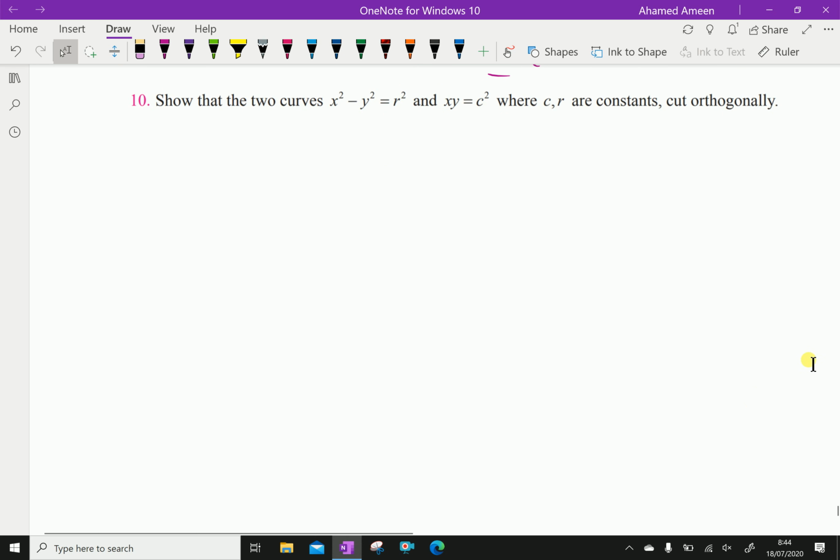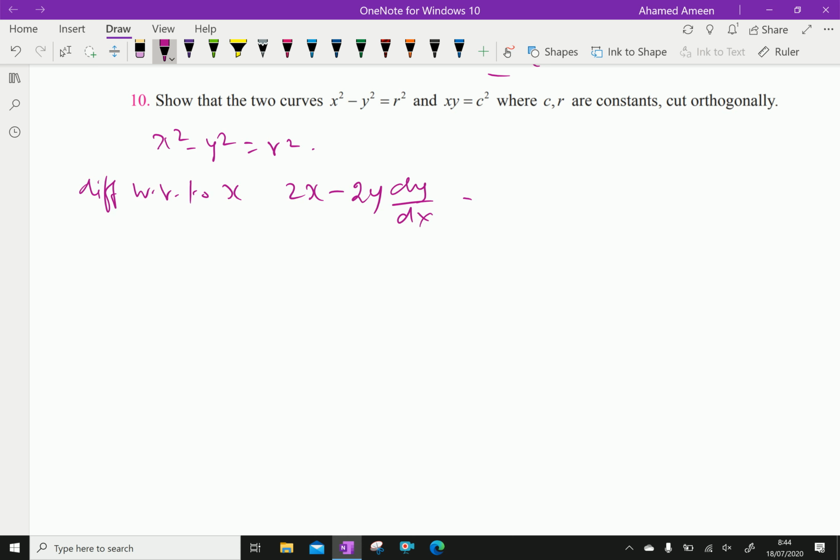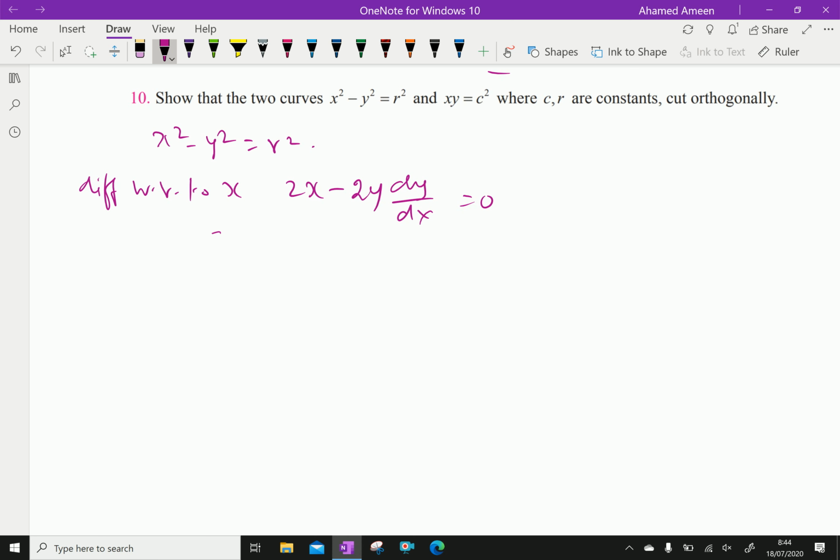Question number 10. Show that the two curves x square minus y square equal to r square and xy equal to c square, where c and r are constants, cut orthogonally. That means we have to find the first curve, x square minus y square equal to r square. Differentiate with respect to x. We get 2x minus 2y dy by dx equal to 0, then dy by dx equal minus 2x over minus 2y equal x over y. Let it be.